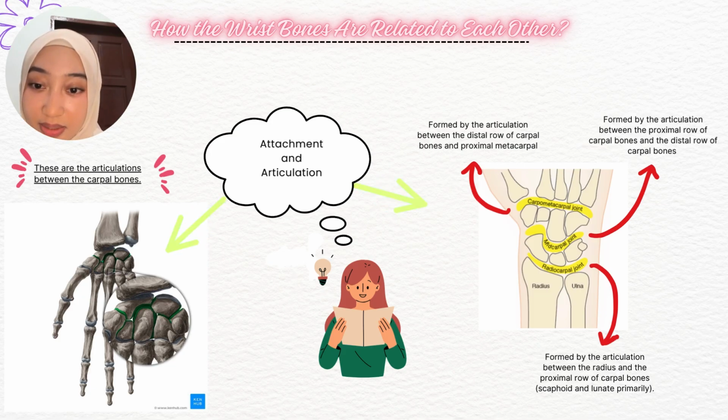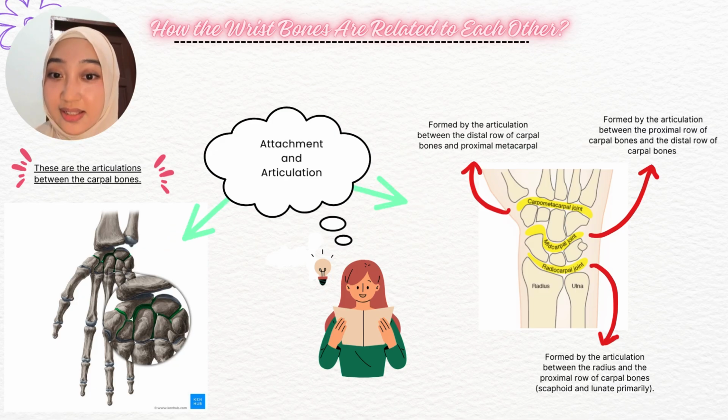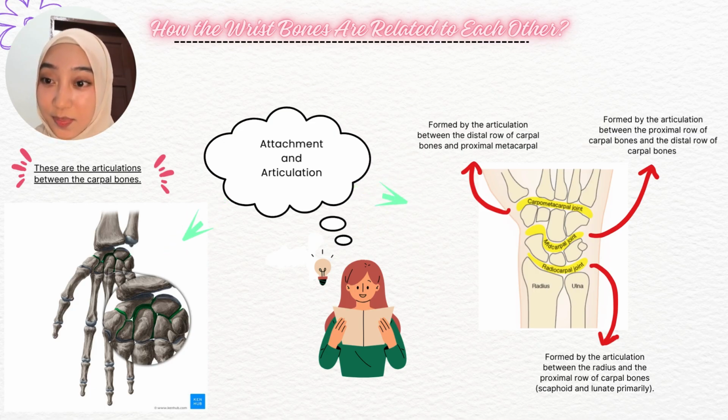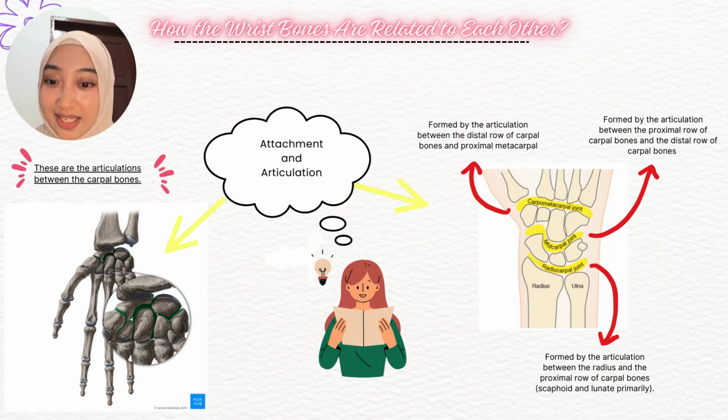Next, the mid-carpal joint. It is formed by the articulation between the proximal row of carpal bones and the distal row of carpal bones. The last part is the radiocarpal joint, where it is formed by the articulation between the radius and the proximal row of the carpal bones. Primarily, it is the scaphoid and lunate.